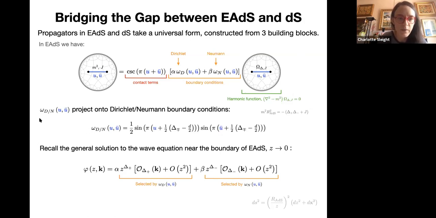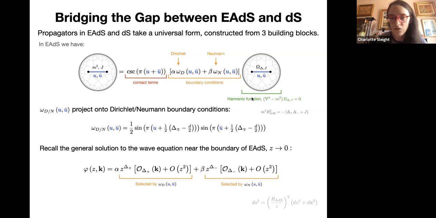So these functions, omega D and omega N, act as projectors onto the Dirichlet and Neumann boundary conditions. And we will see later on more concretely how this works in practice. So the final building block is this cosecant factor, and as is written, its role is to encode the contact terms in the exchange process.